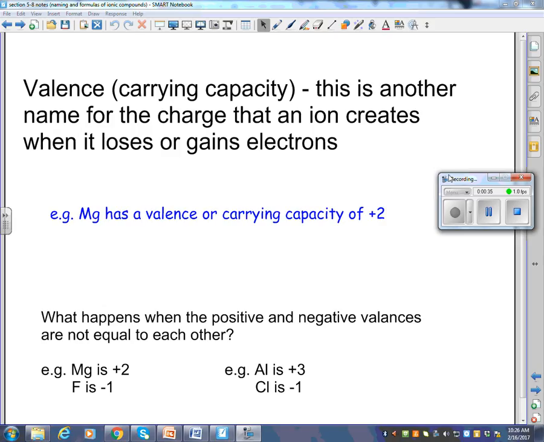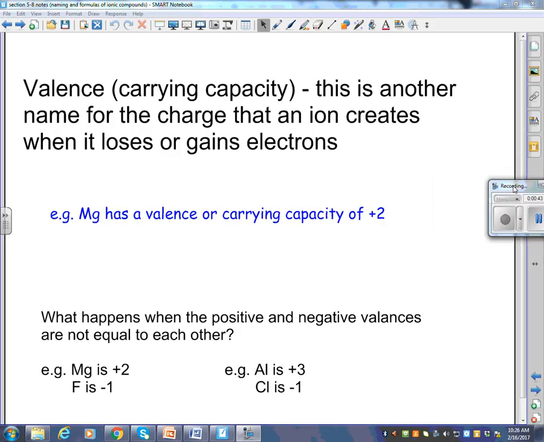So the valence or combining capacity is another name for the charge that an ion creates when it either loses or gains electrons. And you should remember that when it loses electrons, it then becomes positive, and when it gains electrons, it then becomes negative. Okay, you got to know that. So for example, Mg, up here on the periodic table, is in group number 2, so it has a valence or a combining capacity of +2, because it's going to give away electrons, right?